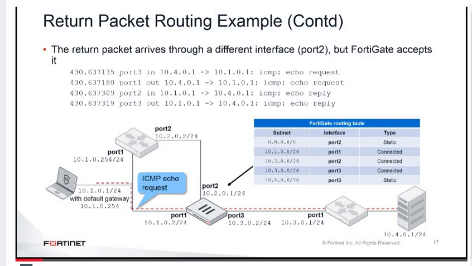Take a look at the reply traffic in this example. Because the local workstation default gateway is 10.1.0.254, the ICMP echo reply goes to the local router first. Then, the packet arrives at FortiGate port 2. The result is asymmetric routing. The return traffic is following a different path than the originating traffic. The return packet is arriving at port 2 instead of port 1, where the originating traffic was sent. In these particular cases, FortiGate accepts this asymmetry, no packets are dropped, and security inspection is not affected.